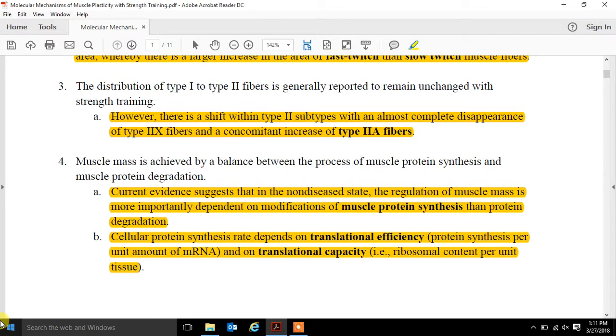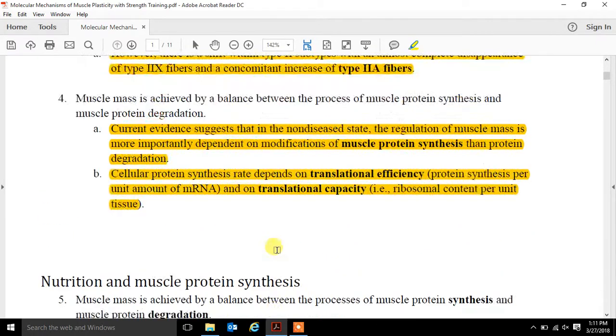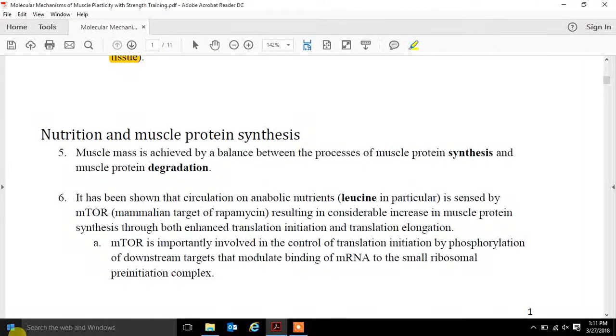So you've got to have those ribosomes there, in a given amount for a given tissue, and they've got to be there in great enough quantity to convert that messenger RNA. So synthesis: translational efficiency and translational capacity. This is how efficient it is, and gives us our peak capacity. These are some things that we've got to keep in mind as we work our way through each of the pathways that are going to drive some of this response that we see to resistance exercise.